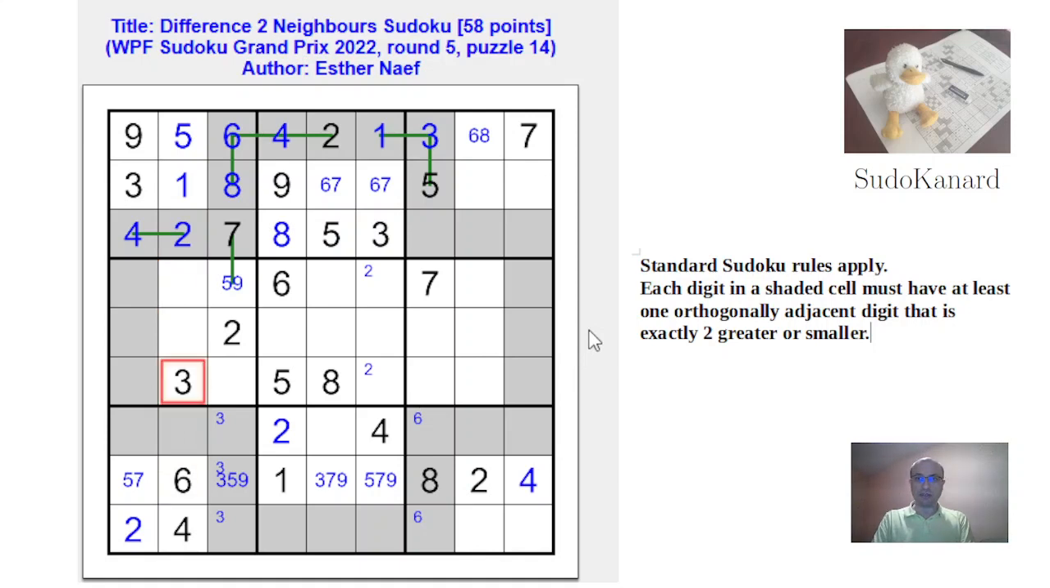This column needs 7, 8, and 9. So how can this have a neighbor? 8 would work with this 6. If this is an odd digit, then the neighbor must be here or there. 9, 7, 5. That seems to work. Let's recall that we need a 1 somewhere on this column, and it must be next to a 3, so the only place is here.